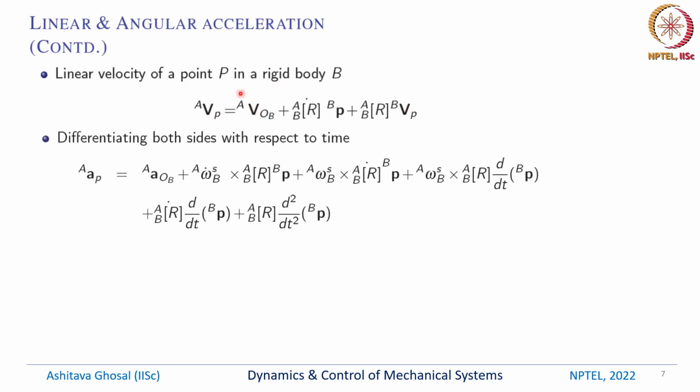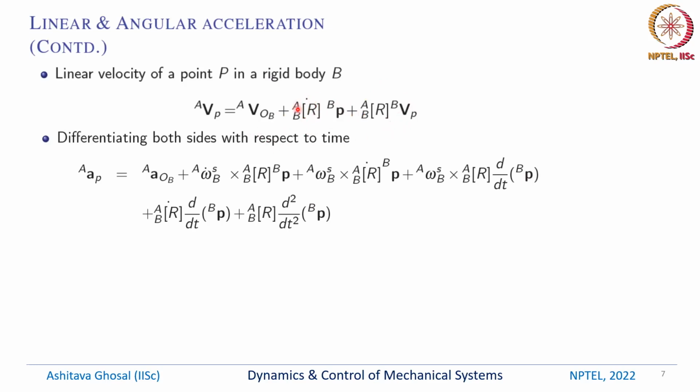So if you differentiate both sides again with respect to time, the derivative of the velocity is the acceleration of the point. The derivative of this velocity of the origin is the acceleration of the origin of the B coordinate system, and then we'll get several terms from here. Again we need to take the derivative of the first term into this, plus this into the derivative of this. So basically we have to use the chain rule here. We also have to use the chain rule here.